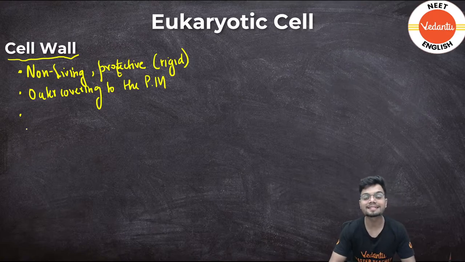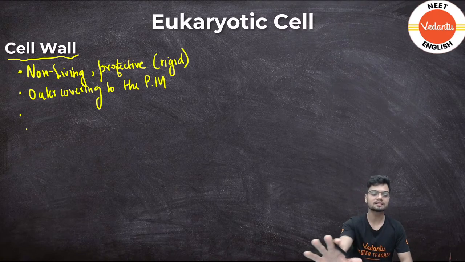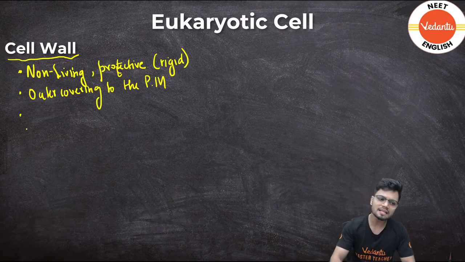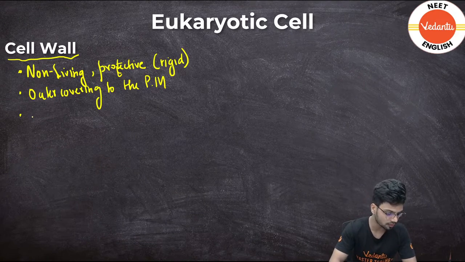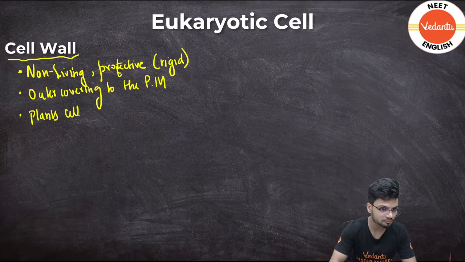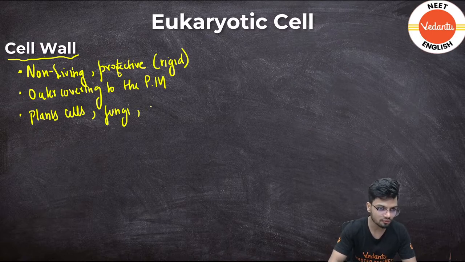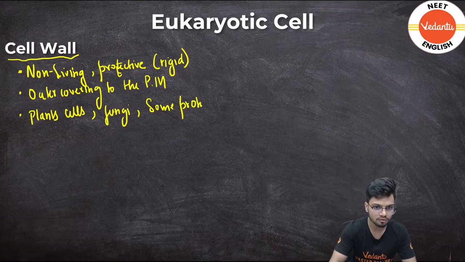Now, do we find cell wall in the case of animals? No, sir. Animals do not have any cell wall. So, where do you find cell wall? Cell wall is mainly found in the case of plant cells, in the case of fungi, and in the case of some protists. In some protists we can also find the cell wall.